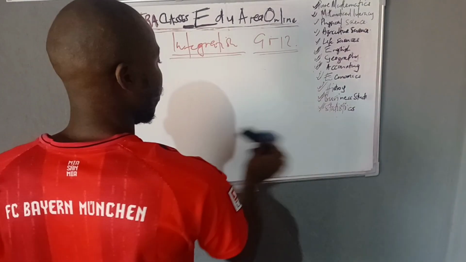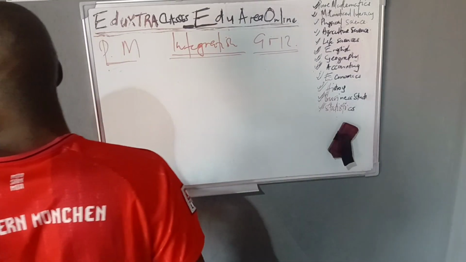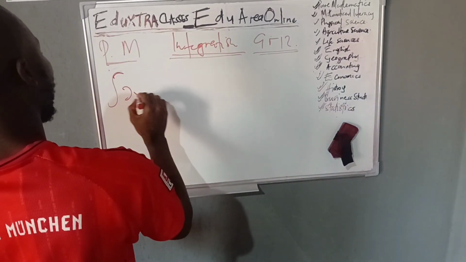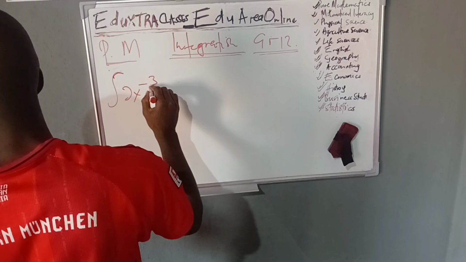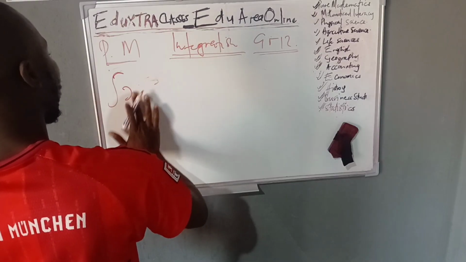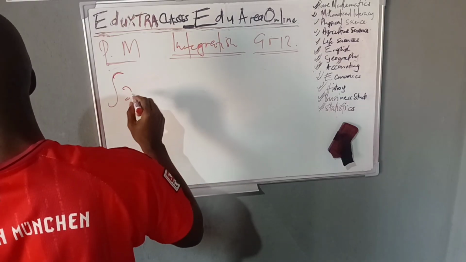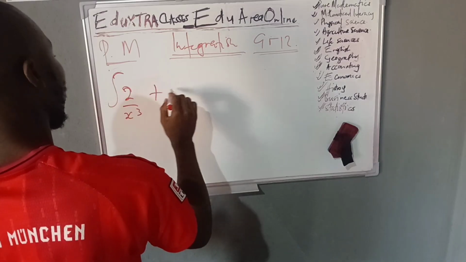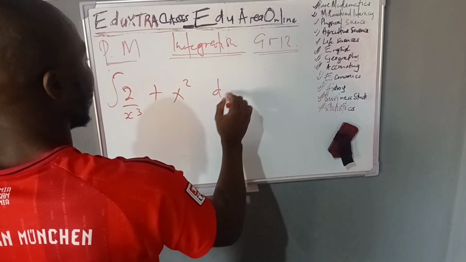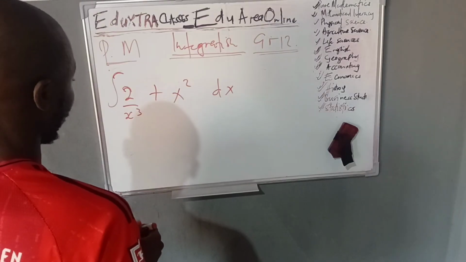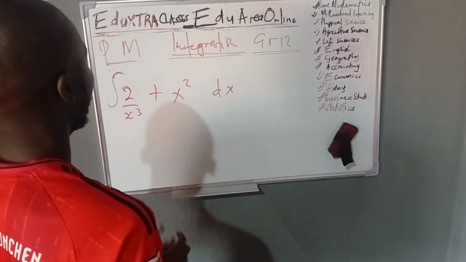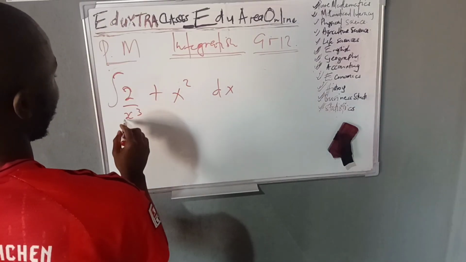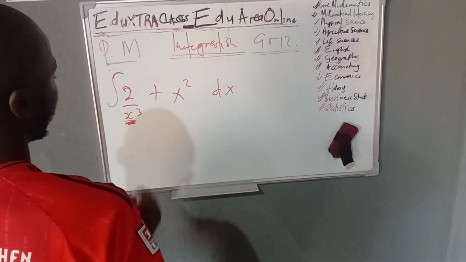So let's use the integral of 2x to the power minus 3. Let's say 2 over x to the power 3 plus x squared dx. So we want to solve that integral. So what do we do? First, we consider dealing with this. So how do we do that?